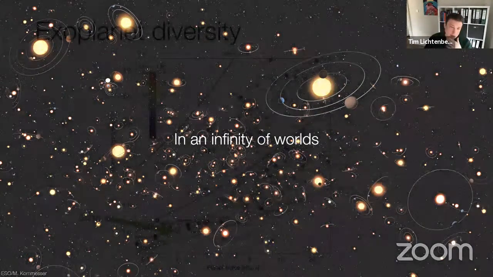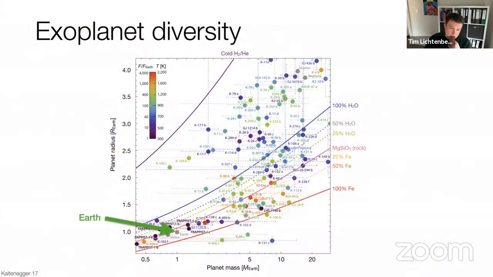This is slightly outdated by now, but really underscores the point I want to make. Mass-radius diagram of exoplanets. You see mass in Earth masses on the x-axis, and radius of a given exoplanet on the y-axis in Earth radii. The Earth is down here. And the different dots scale with the equilibrium temperature of a given planet, including the uncertainties in the mass and radius.